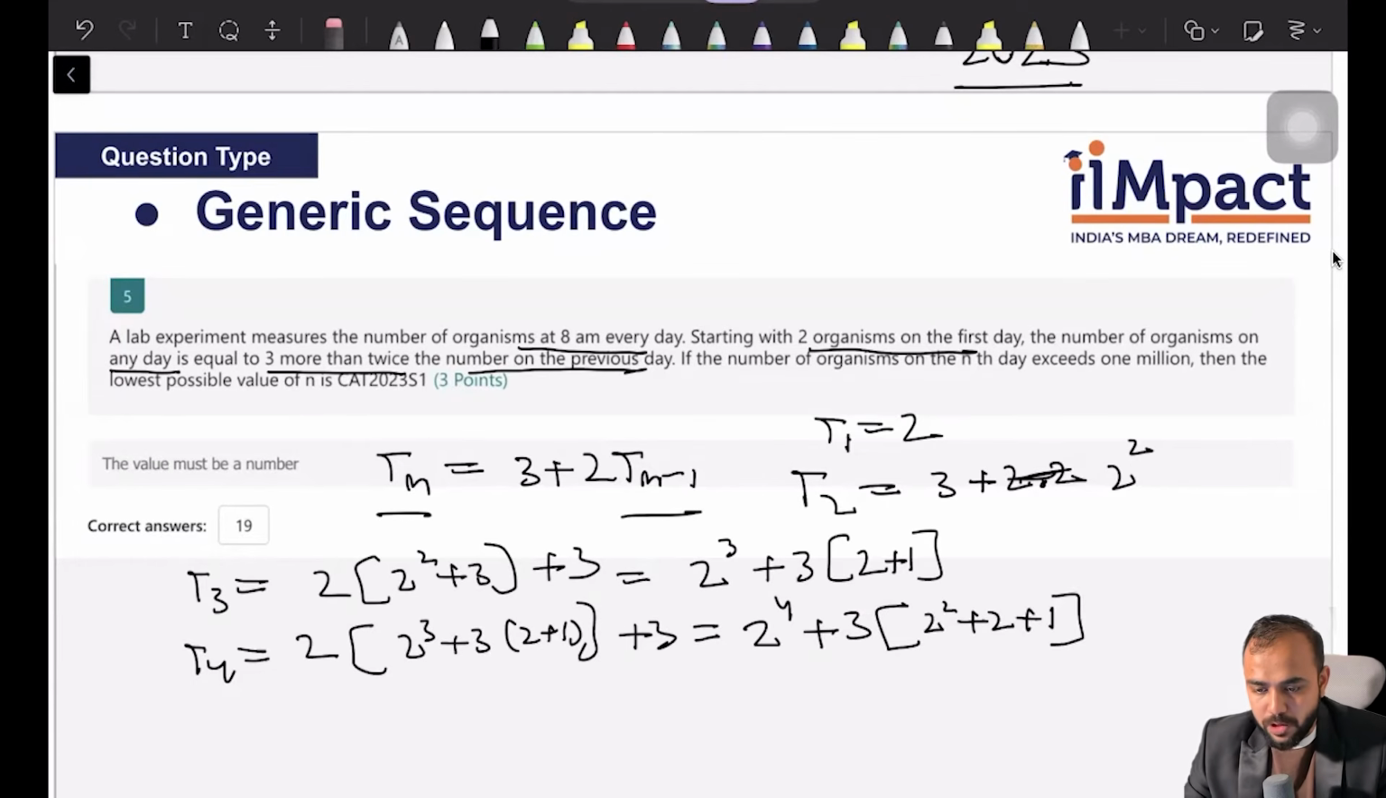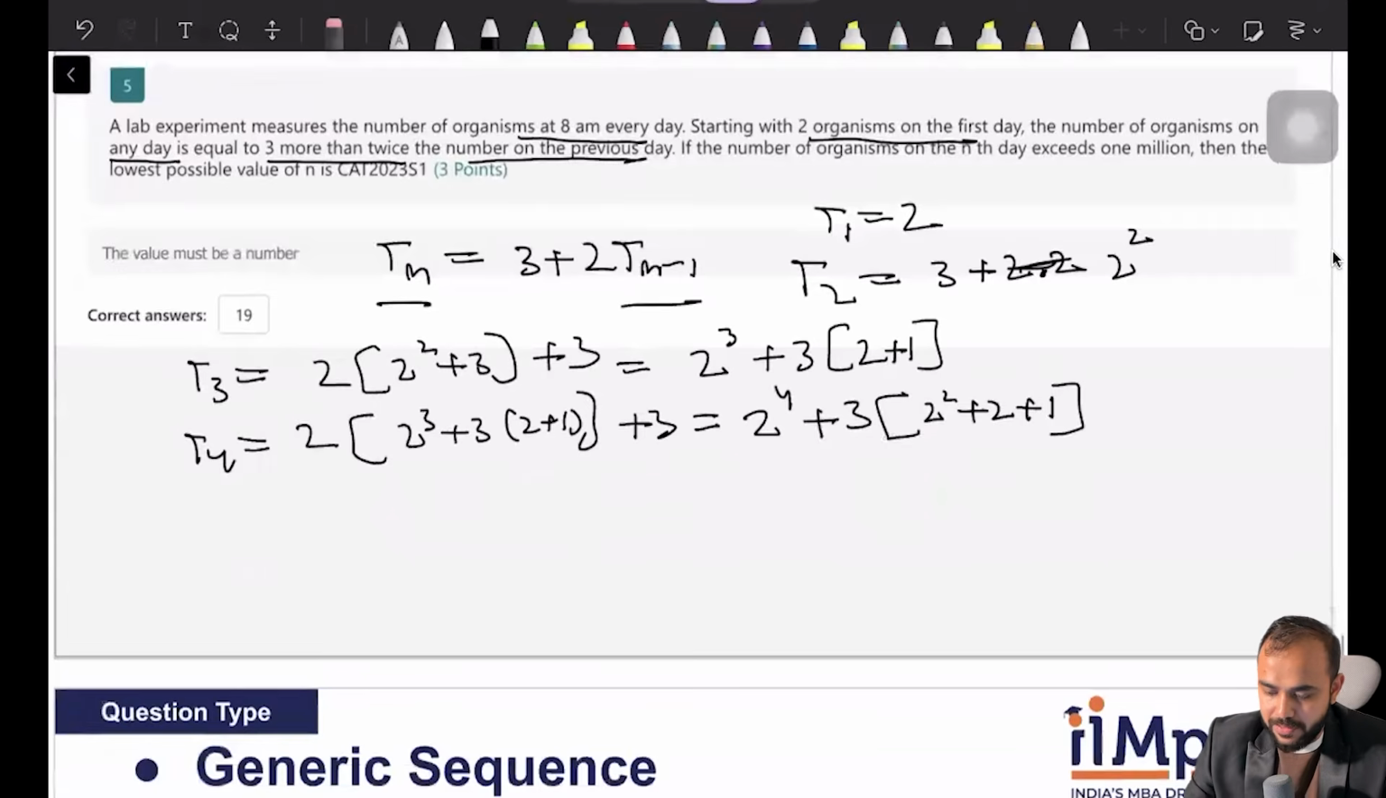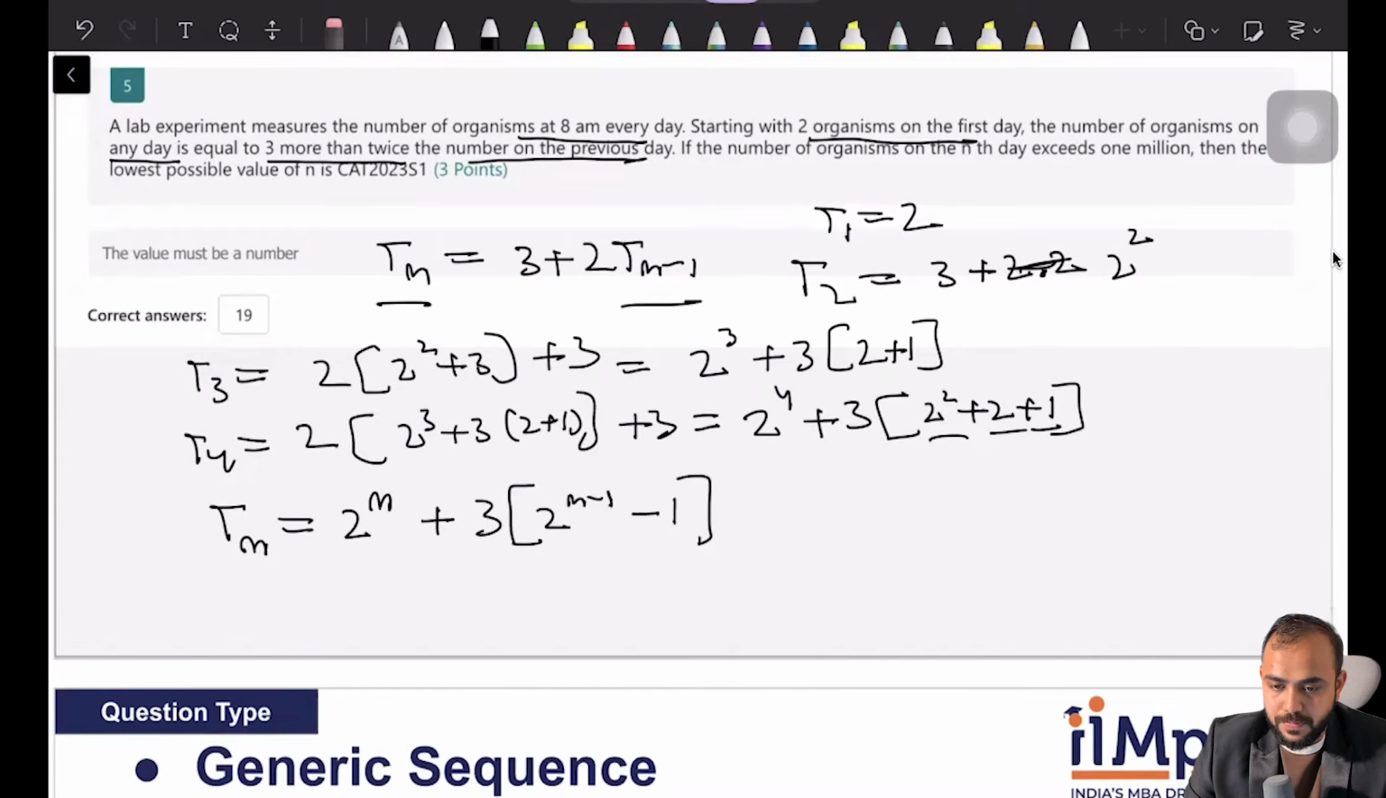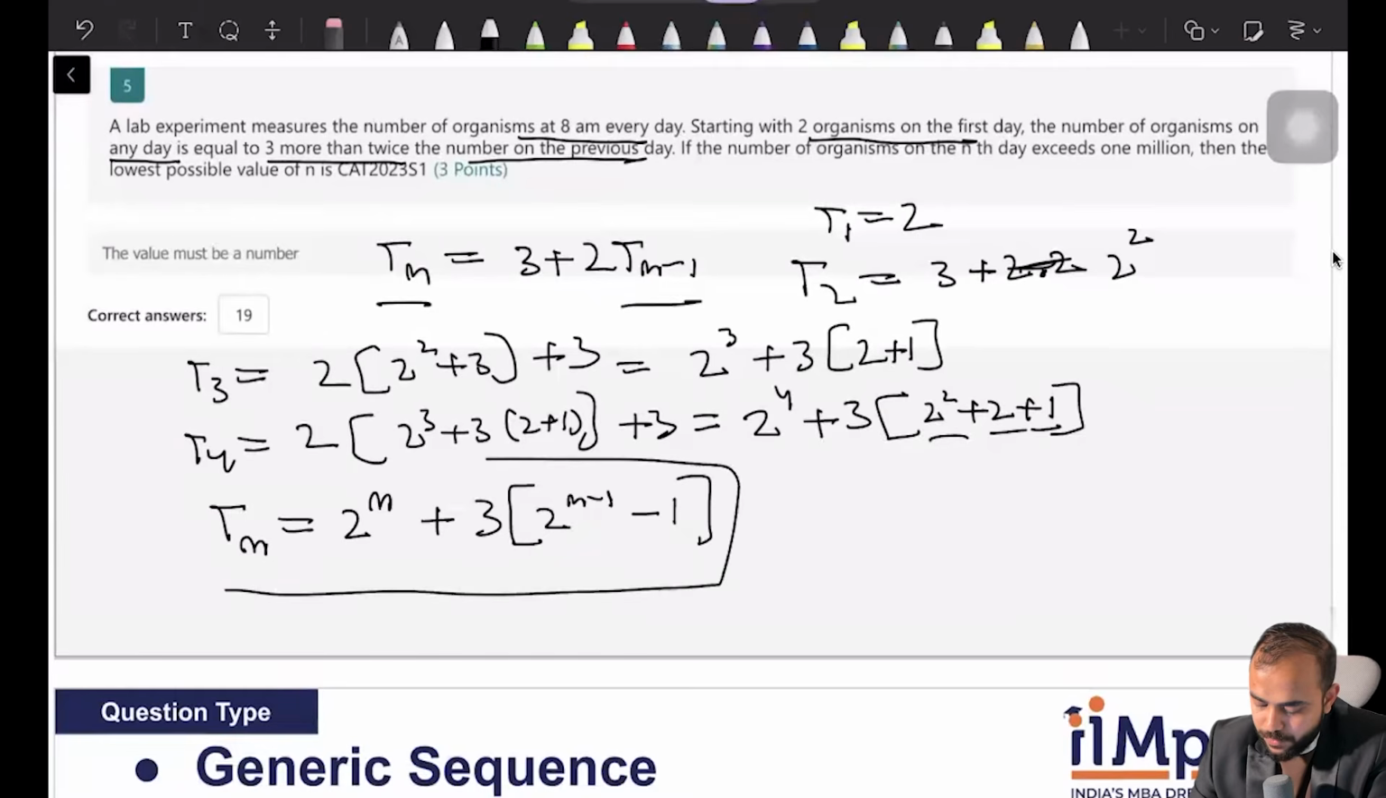Now I can find what my Tn is, correct? I already have the pattern. Tn is going to be 2 to the power n plus 3 times 2 square plus 2 plus 1 is equal to what? 7, which is 2 to the power 3 minus 1. So this is 2 to the power n minus 1 minus 1. Correct? So this is the value of your Tn.